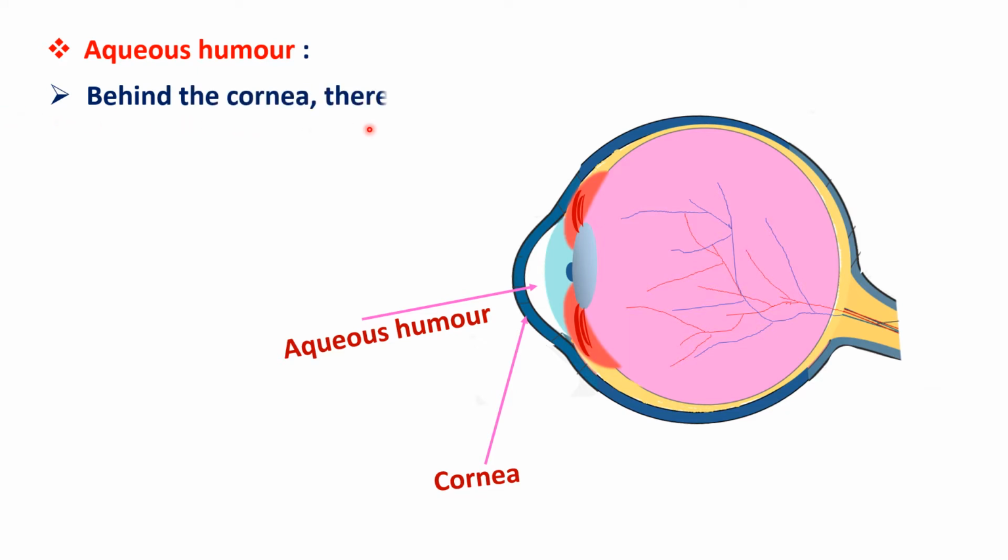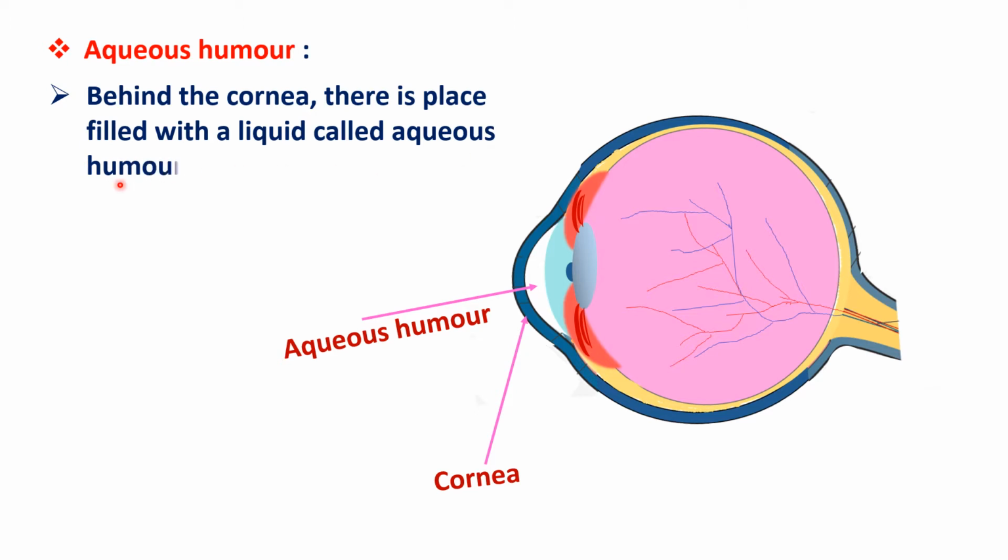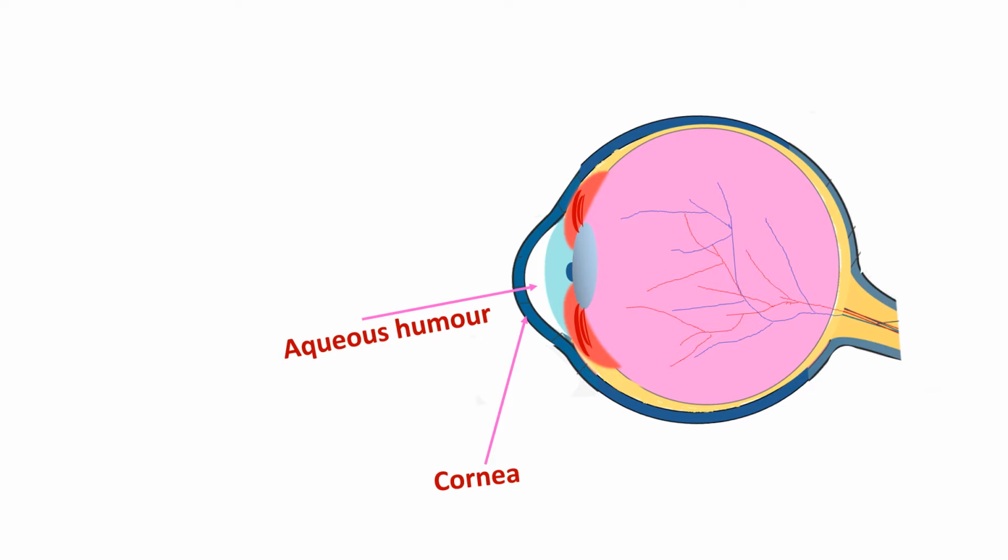Behind the cornea, there is a place filled with a liquid called aqueous humor. Next, iris. A muscular tissue and ring-like structure here. This one. A muscular tissue and a ring-like structure.